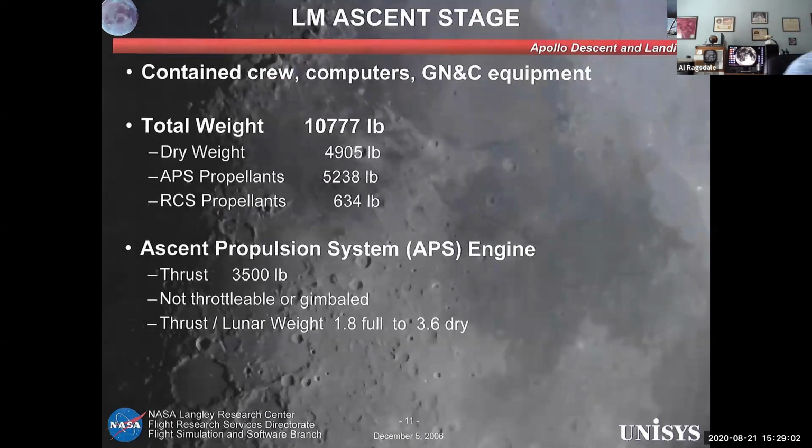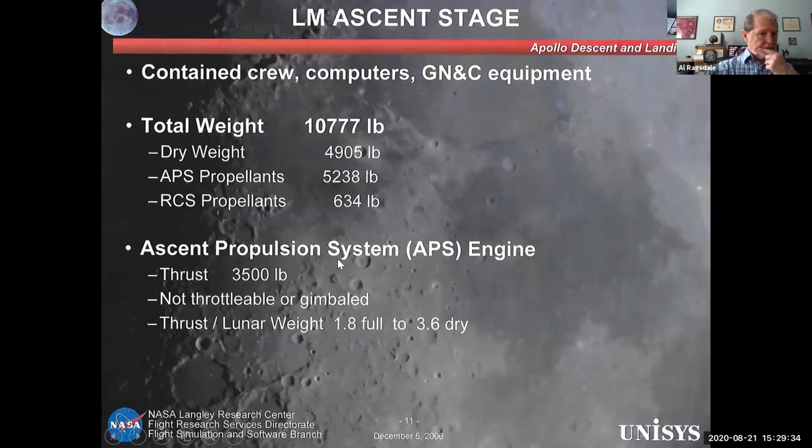The ascent stage contained the crew, the computers, and the guidance, navigation, and control equipment. It had about as much room in it as a couple of telephone booths, if you can imagine that. And the crew stood up; they didn't sit down. The total weight was 10,700 pounds. Dry weight was 4,900 pounds. It had 5,200 pounds of ascent propulsion system propellants and 634 pounds for the RCS jets.